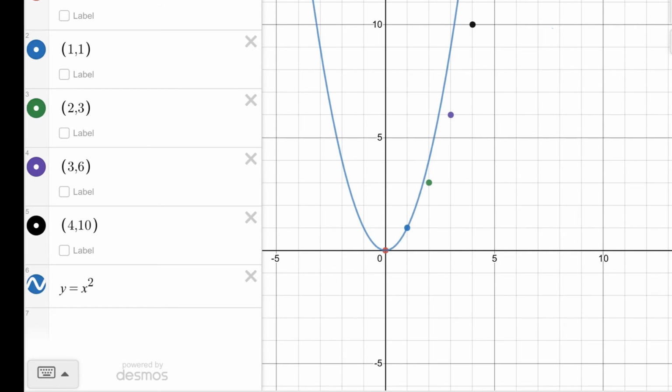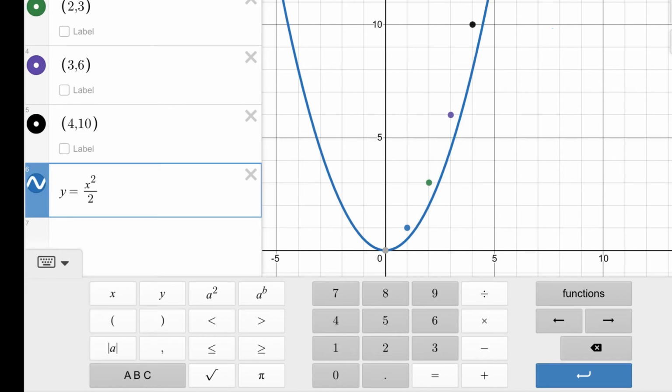And I know a horizontal shift means I have to, as weird as it is, subtract. Is it subtract? No. If I want to move it left, I have to go the opposite of what I think. I have to add. And then here's the weird part: x divided by 2. And I nailed it.